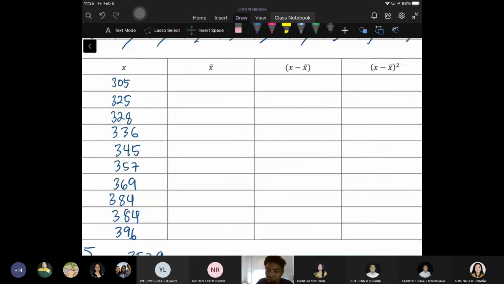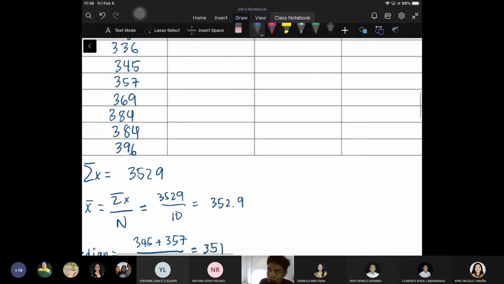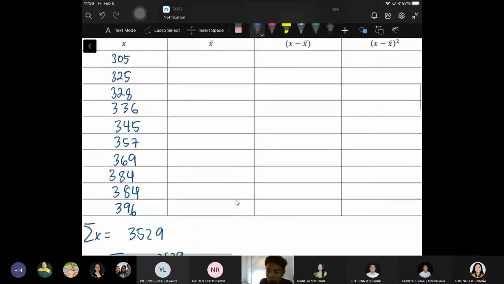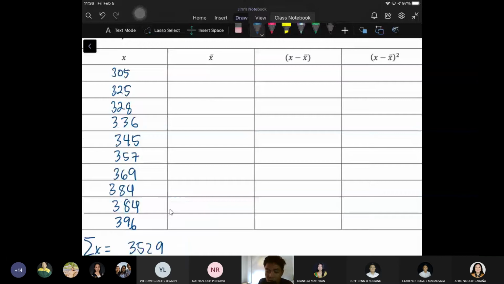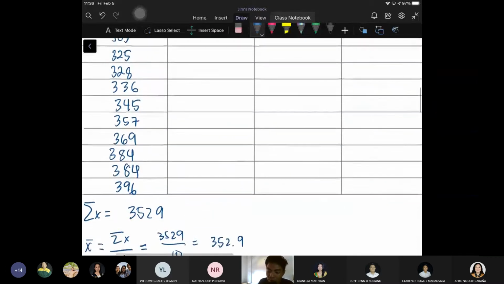So yan. So we have the table. Column 1 is already filled with the value of x. Next one, we're going to write the x bar, the average. Okay? So pwedeng wala ng x bar column, kasi alam mo naman na yung x bar, yung average. Pwedeng i-minus mo na lang automatically. Pero mas gusto ko nilalagay siya para makikita mo kung ano yung isusubtract mo. Baka kasi mamaya makalimutan mo. Pero sometimes kahit wala na yan, okay lang. Sulat natin yung average, 352.9.